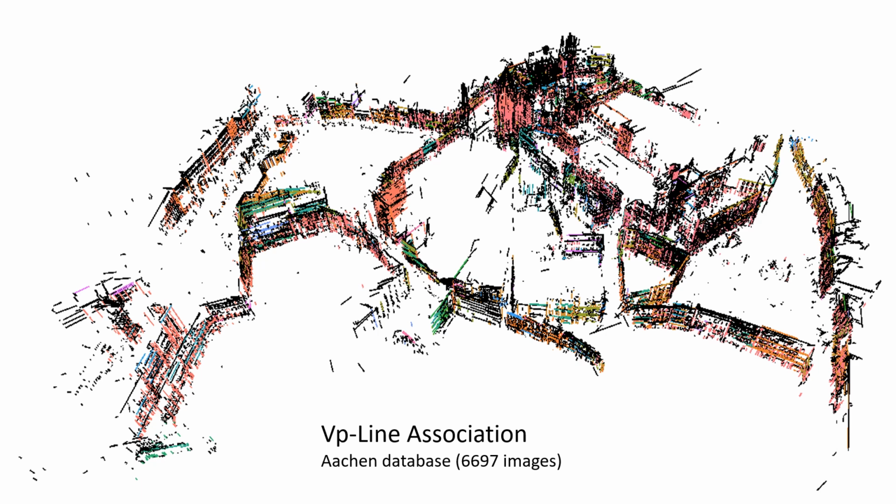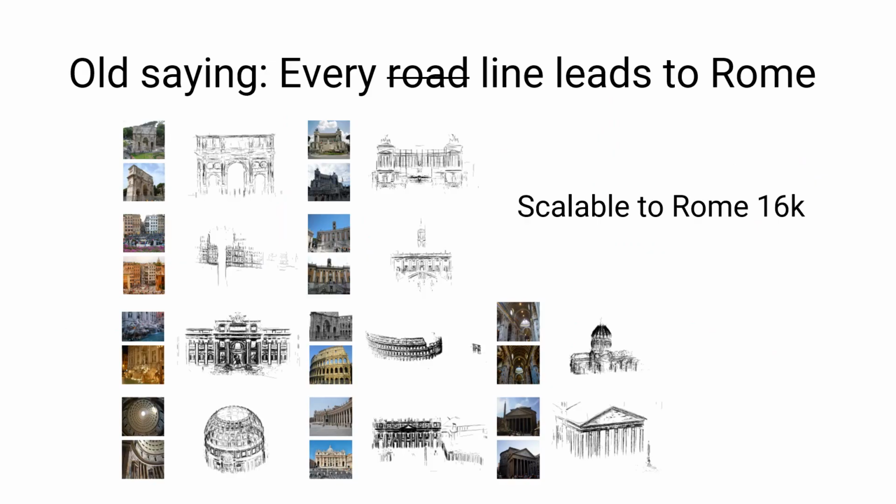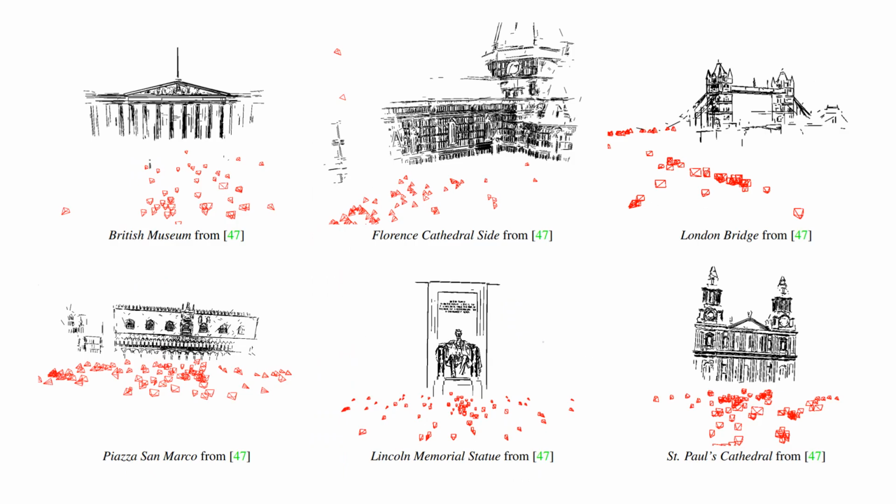Here we show a large-scale line map of Aachen. The mapping part is linear to the number of images, which takes less than 10 minutes, showing very promising scalability to large datasets. Here, we show another example on the classic Rome dataset from BigSFM. Here are more examples of our line maps.